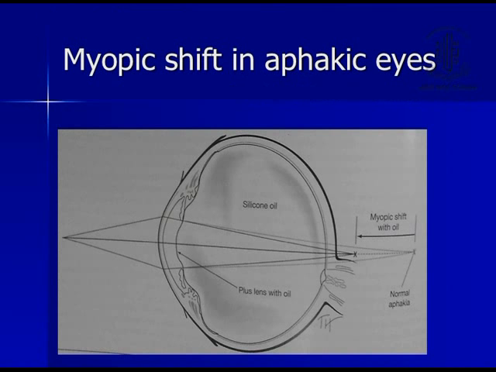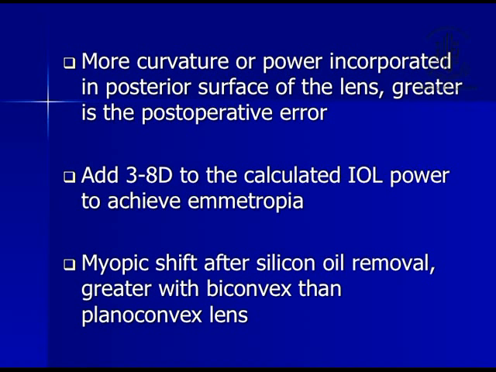On the contrary, in aphakic eyes, it is bulging here in the pupillary area, therefore acting as a plus lens, and therefore producing a myopic shift with oil. These are the refractive changes produced by silicone oil in phakic and aphakic eyes. So, more the curvature or power incorporated in the posterior surface of the lens, greater would be the postoperative error.